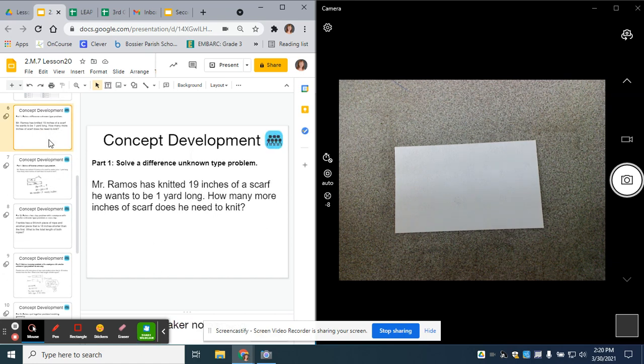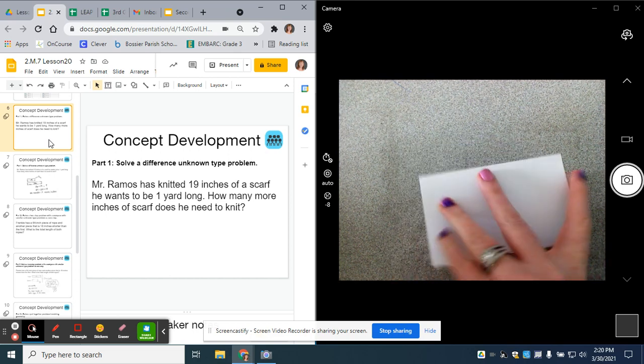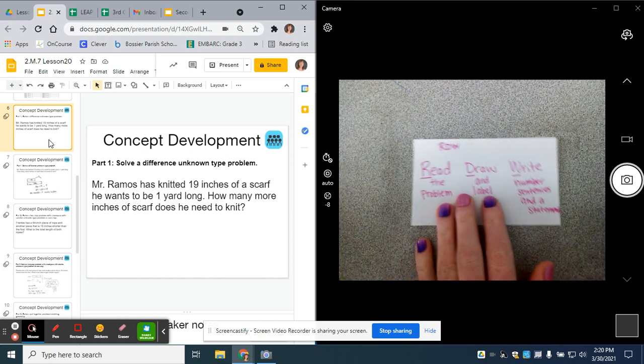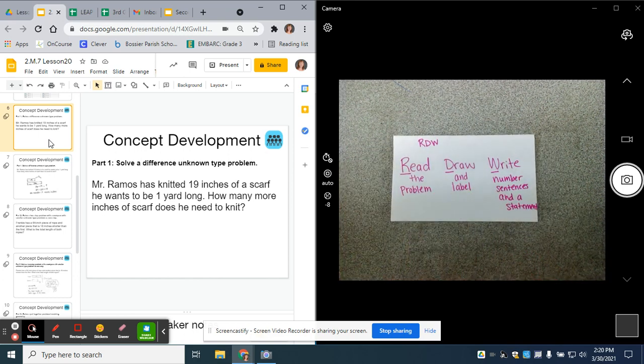Let's first review. What is read, draw, write? Well, read, draw, write is read the problem, draw and label, and W is write the number sentence and a statement to answer the question. So we're going to be solving word problems is what our focus is today.